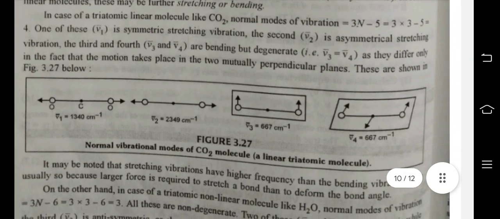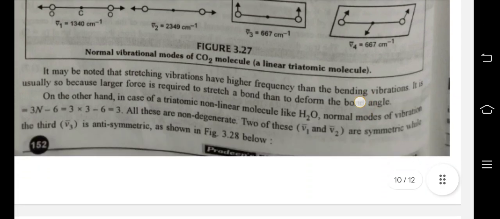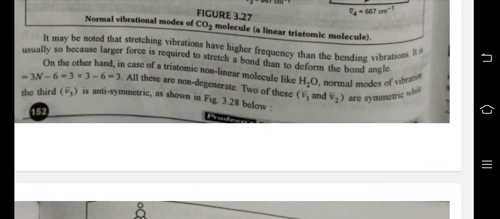In case of a triatomic linear molecule like CO2, the number of normal modes of vibration is equal to 3n minus 5, which is equal to 3 into 3 minus 5, which gives 4. One of these, nu1 bar, is symmetric stretching vibration. The second, nu2 bar, is asymmetric stretching vibration. The third and fourth are bending but degenerate, as they differ only in the fact that motion takes place in two mutually perpendicular planes. It may be noted that stretching vibrations have higher frequency than the bending vibrations.